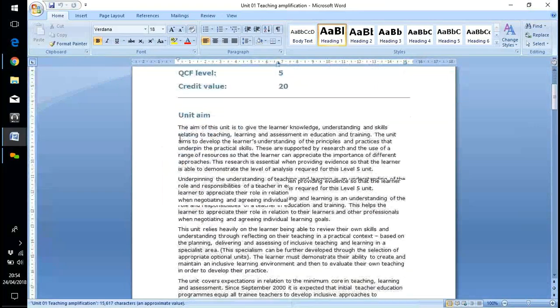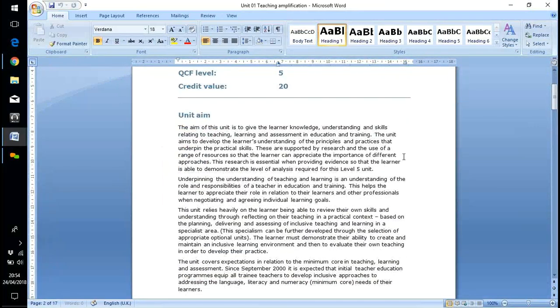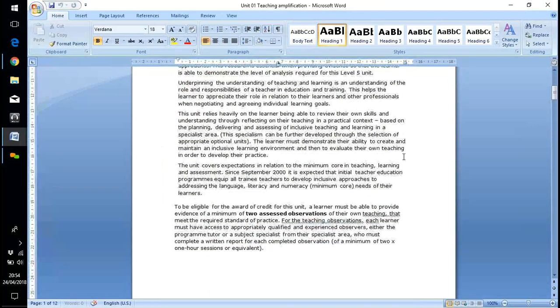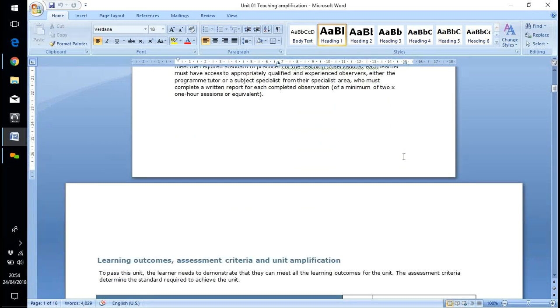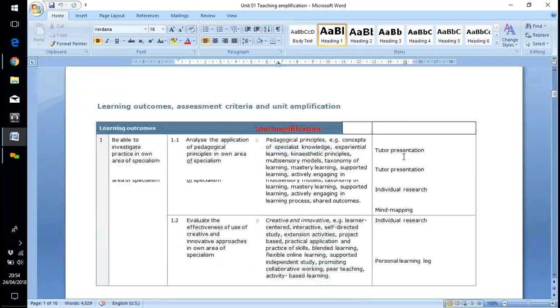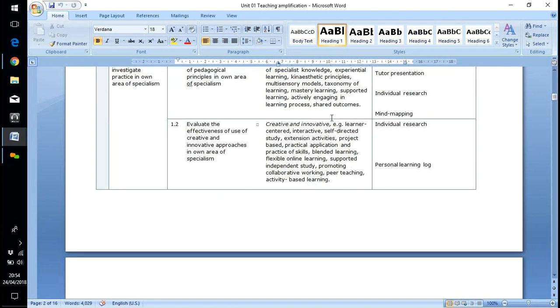Right. This one I put together from another organisation. So I've looked at it, and it's useful, but only in a certain way. Now I put in red unit amplification. So on here, they put a whole host of things.